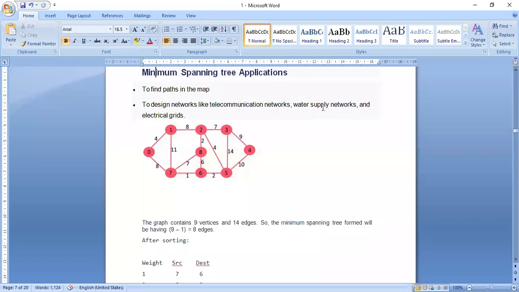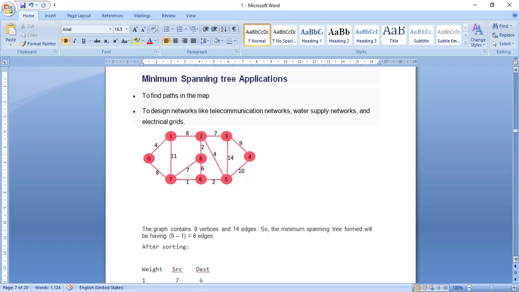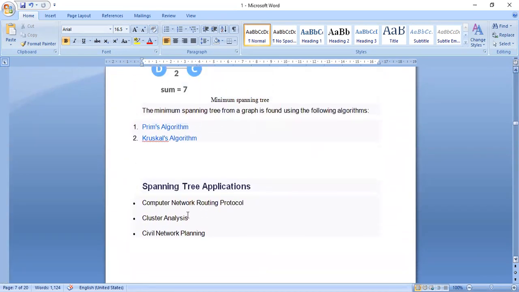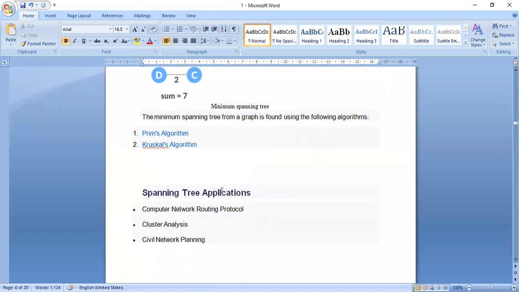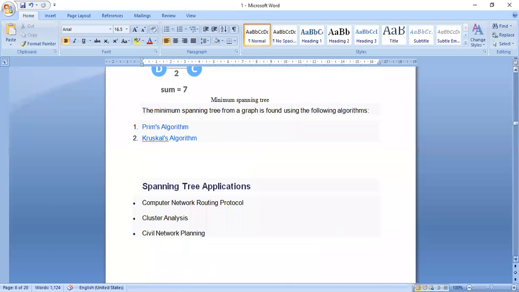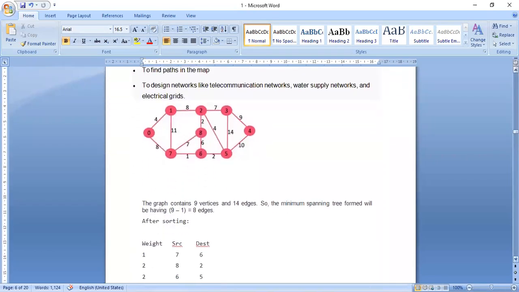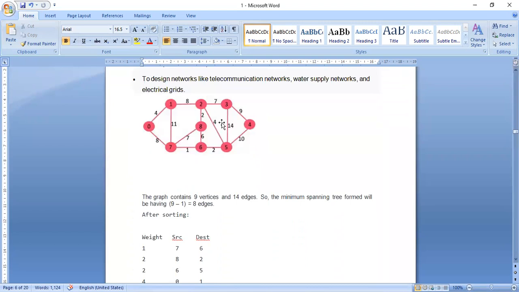So for minimum spanning tree, how to find the minimum spanning tree in a graph? What are the algorithms I will use? There are two algorithms mainly known as Kruskal's and Prim's. Okay. Kruskal's and Prim's. So now today we will be discussing Kruskal's algorithm. So you can see the given graph here.